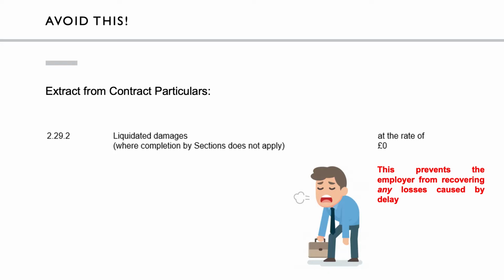Staying with the liquidated damages theme, you can now see a common incorrect entry for liquidated damages in the contract particulars, which would deny the employer of any remedy for delay. Again, we will touch on this in more detail in our second webinar.